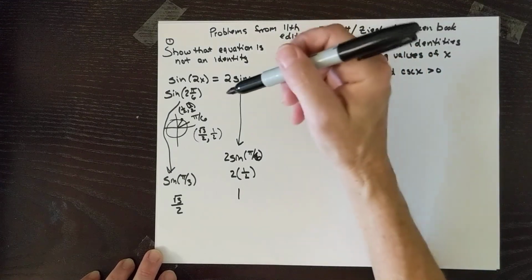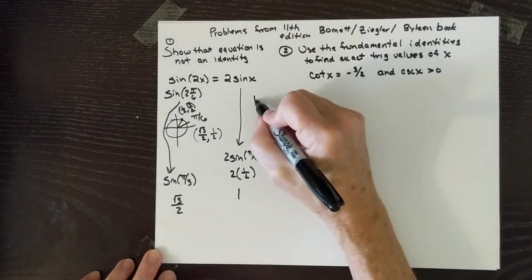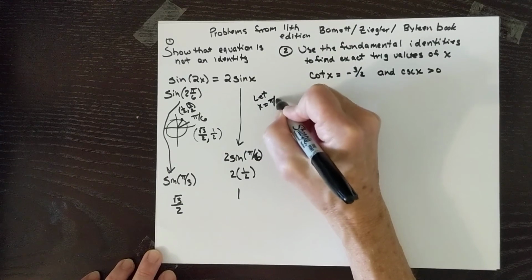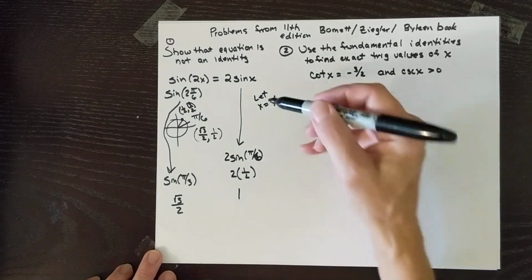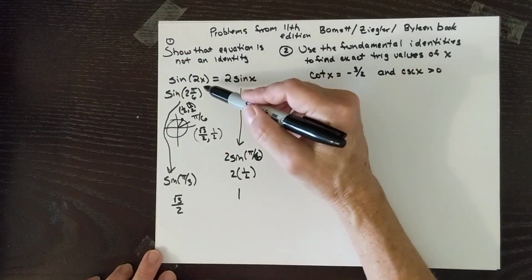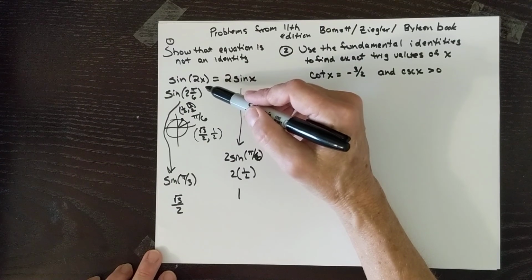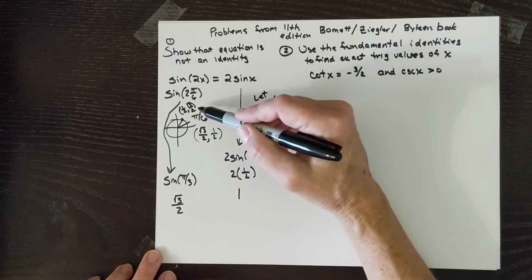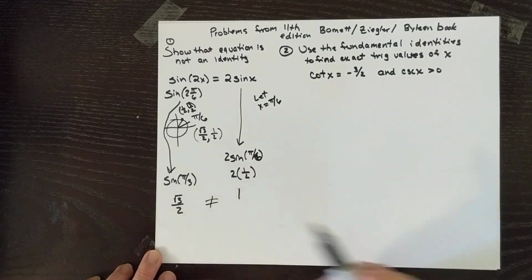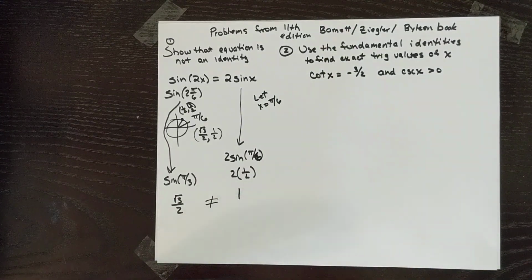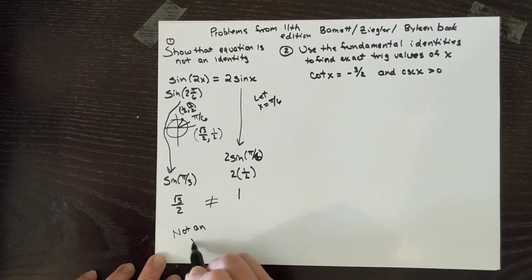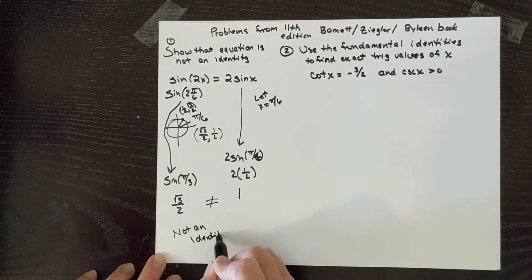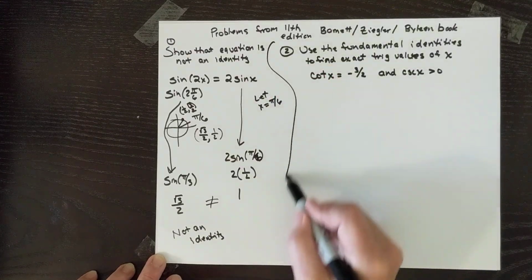So what we find is that when we let x equal pi over 6, the sine of pi over 6 is 1/2, times 2 is a 1. If I put pi over 6 in this side of the equation, 2 times pi over 6 is pi over 3, and the sine of pi over 3 is square root of 3 over 2. And we see that this does not equal that. Since pi over 6 is in the domain of both of these expressions, it's defined, and these do not equal, then this is not an identity. That is how you can show that something is not an identity.